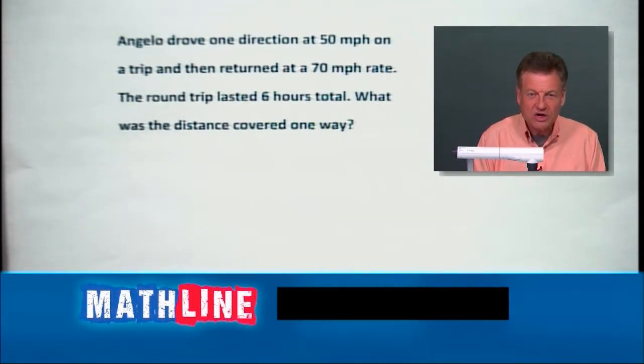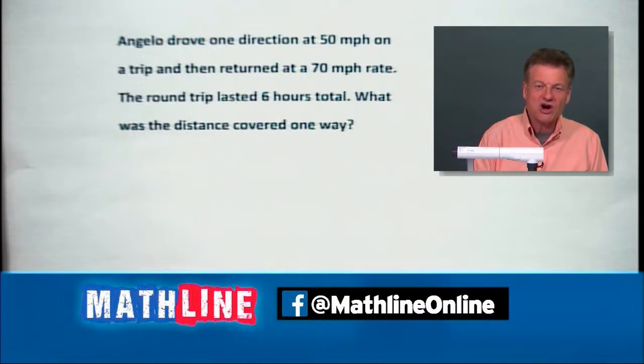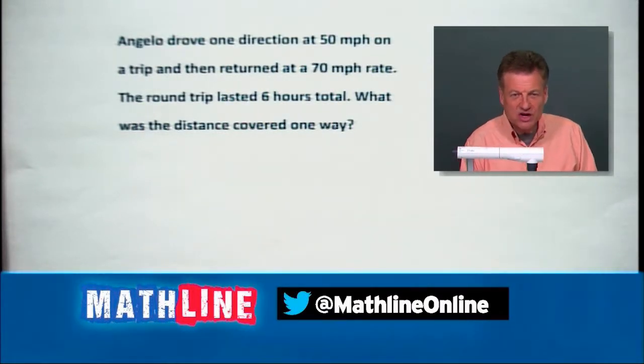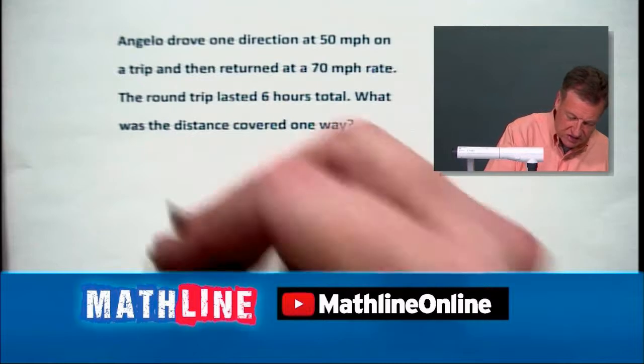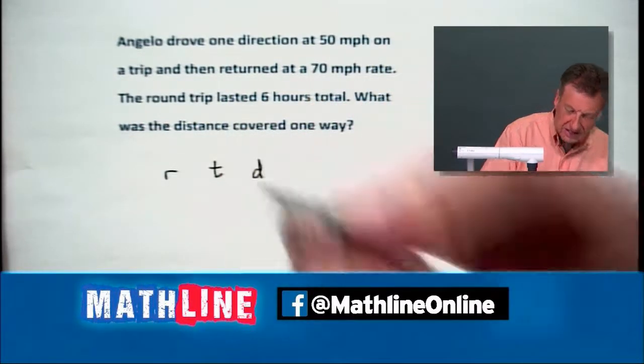We've got Angelo driving one direction at 50 miles per hour on a trip, and then he returns at a 70 mile per hour rate. The round trip lasted 6 hours total. What was the distance covered one way? All right, so let's go straight to the RTD because we're running on time here. R, T, and D in our situation.